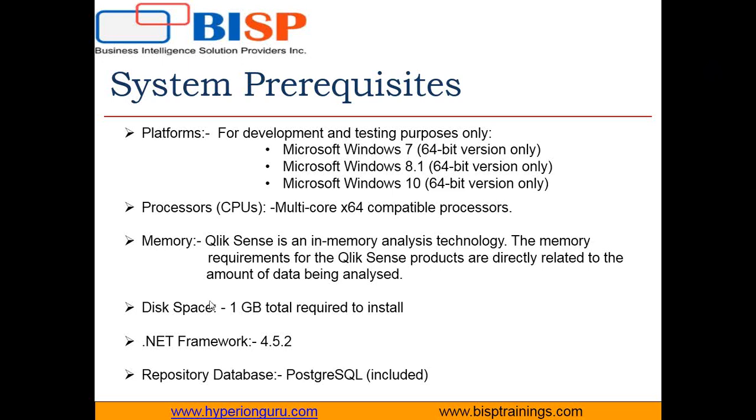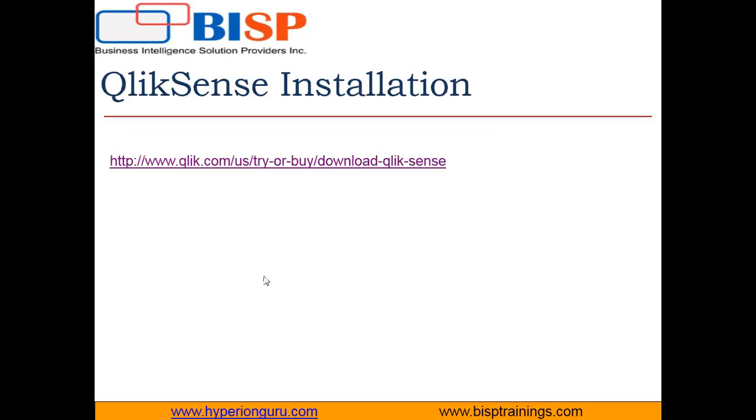The disk space is 1 GB total required to install, and the .NET framework that needs to be installed on the operating system is 4.5.2. It would also require a repository database, which should be PostgreSQL. It should be included by default with QlikSense. Now let's begin the installation part.